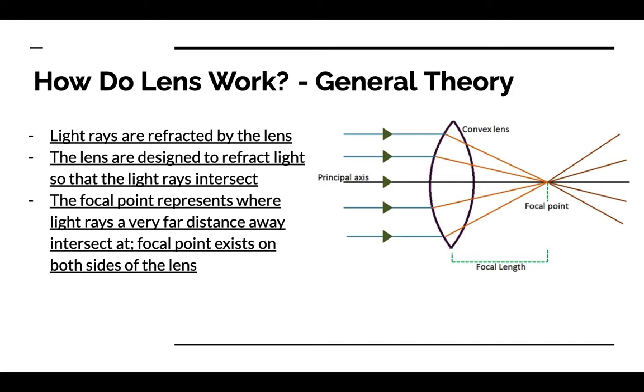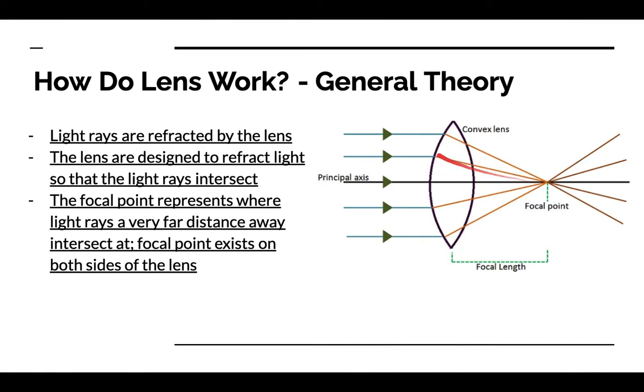The focal point represents where light rays from a very far distance away intersect, okay? So if we have an object that's really far away, like the sun, or say mountains off in the distance, light rays from those objects are going to be basically parallel to each other, and when they pass through the convex lens, they're going to be bent through what's known as the focal point. So the focal point is where all these light rays from a very far distance away are going to intersect.